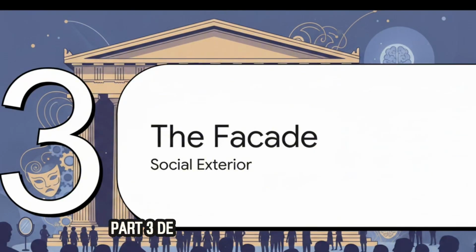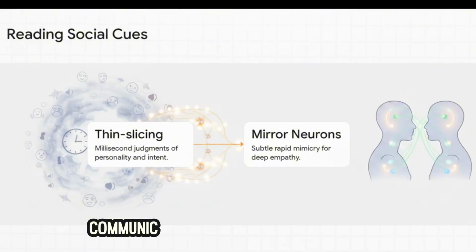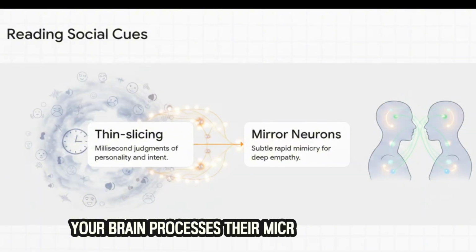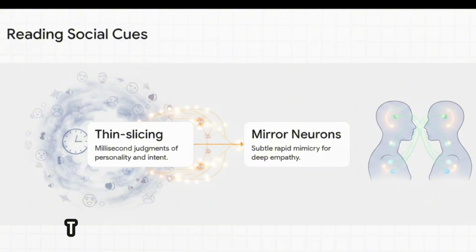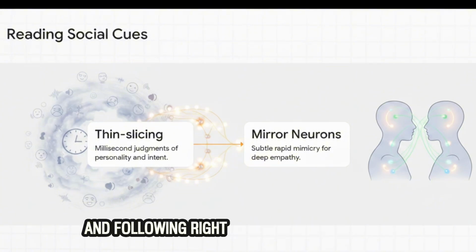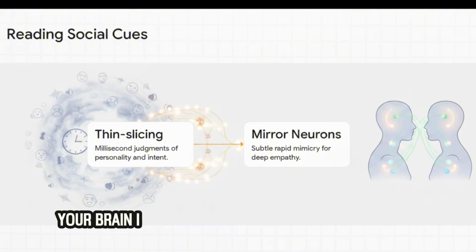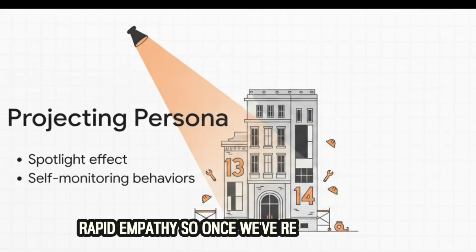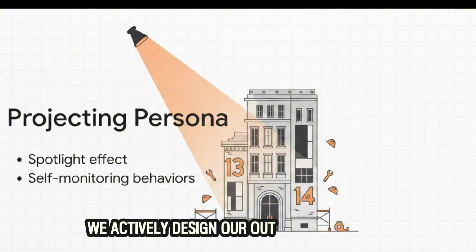Part 3, designing the social facade. Communication isn't just about speaking, it's about how we read the neighborhood. Fact 11 is called thin slicing. Within milliseconds of meeting someone, your brain processes their micro-expressions, posture, and tone to make these incredibly accurate judgments about their personality and intent. And following right behind that is fact 12, mirror neurons. As you engage with someone, your brain is subtly mimicking their emotional state and physical posture, which creates this deep, rapid empathy. So once we've read the room, we actively design our outward persona.